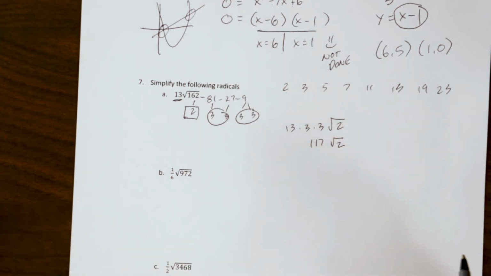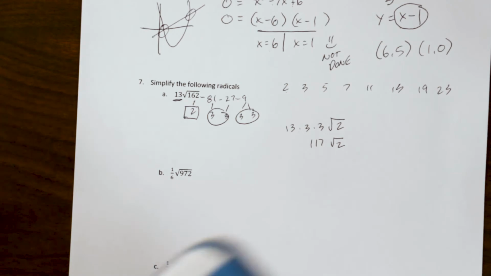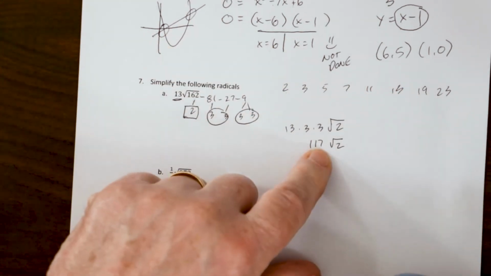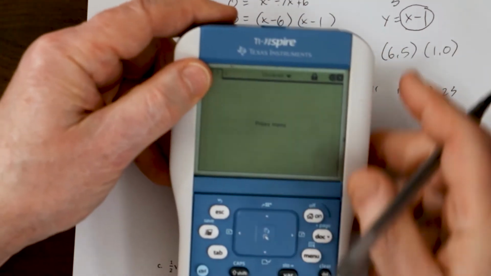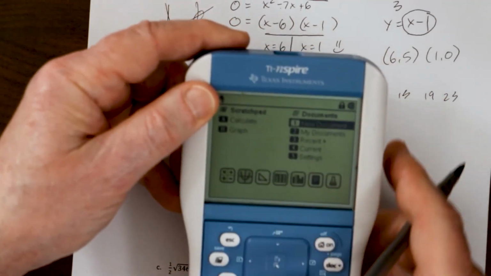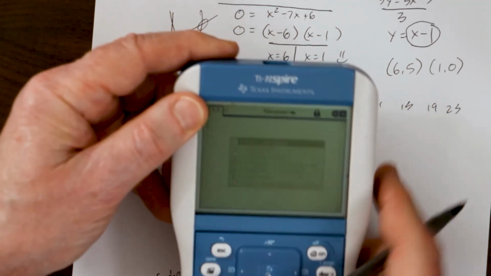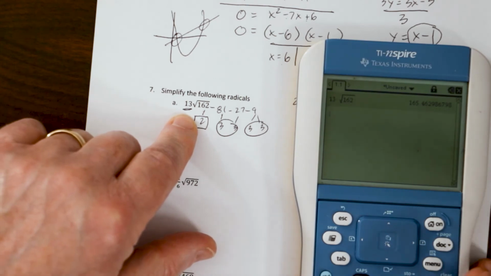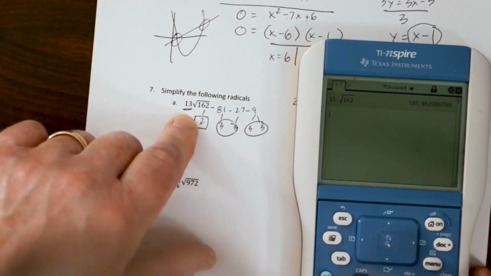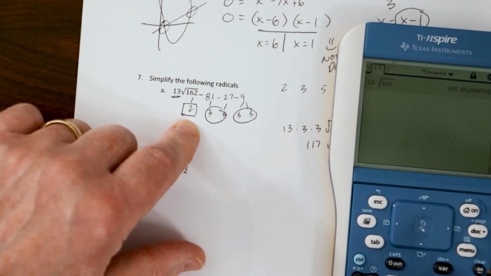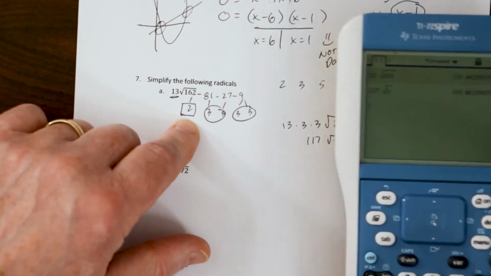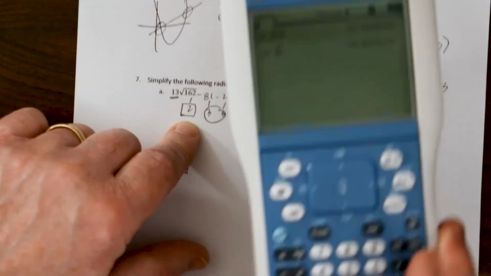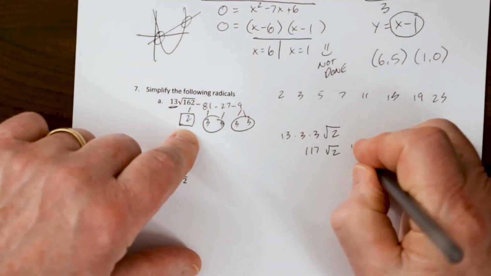Now, if you wanted to check that, you could do something like this just to make sure you're right, because this is what it needs to look like. I don't want to know this decimal, but I want to be able to think about it here. If I do 13 second square root 162, that's my target of 165.46. And then I do 117, control square root 2, enter. And hey, look at that, exact same number on my calculator. So I have done well. So that gives me a smiley.